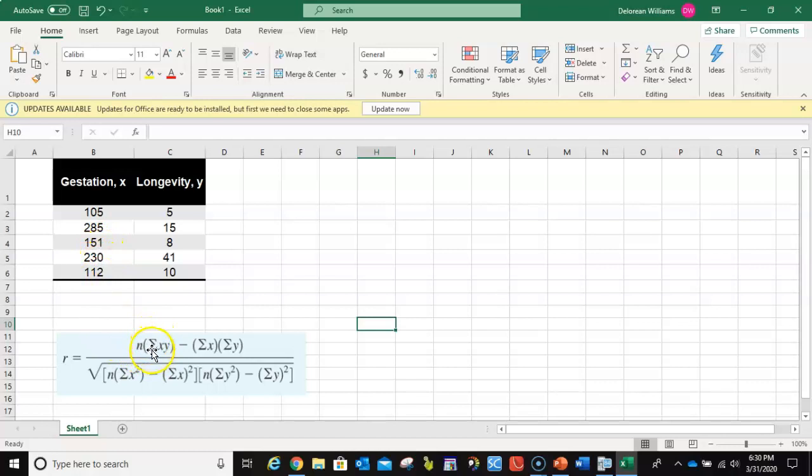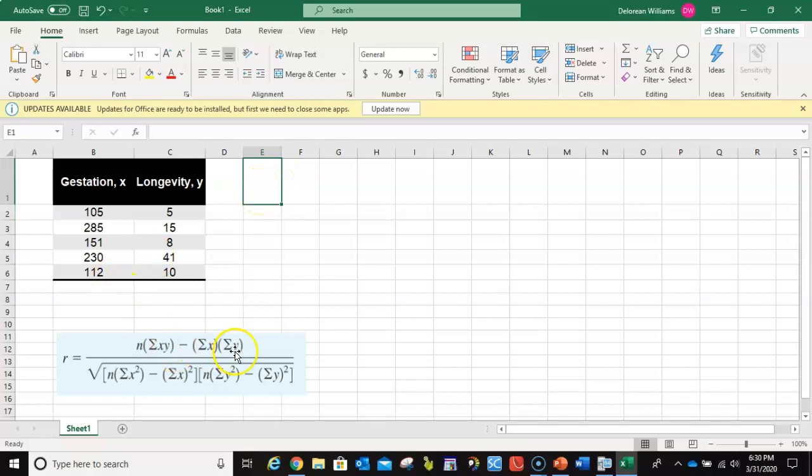This symbol that looks like a funky looking E is the Greek symbol for summation. So we have to add something together. In this case, in the first part of the formula, we're adding together the products of the gestation and the longevity. And then we're subtracting the sum of the x's, so the sum of all of the gestation values, times the sum of all the y values. So that's just the numerator, right? A formula is just instructions to tell us what to do to arrive at an answer. And so we're going to talk about how we find those answers.